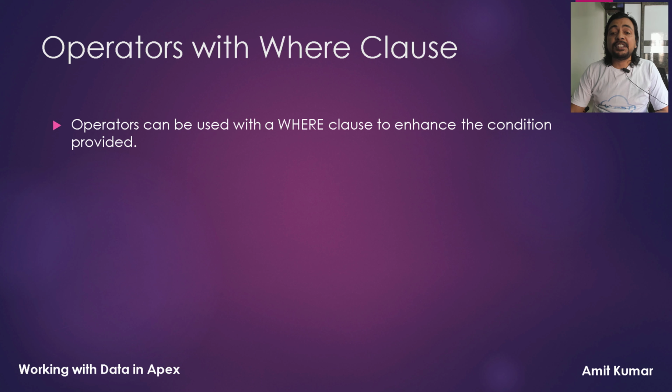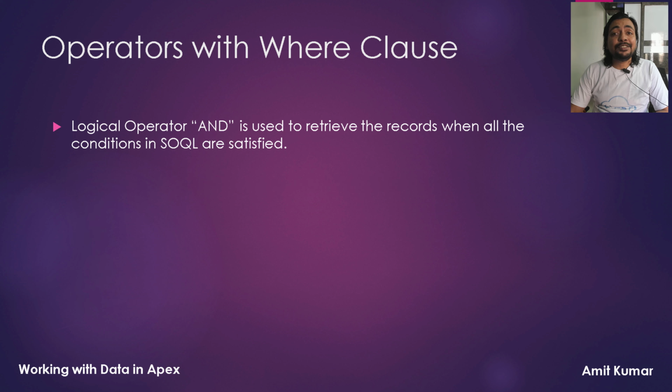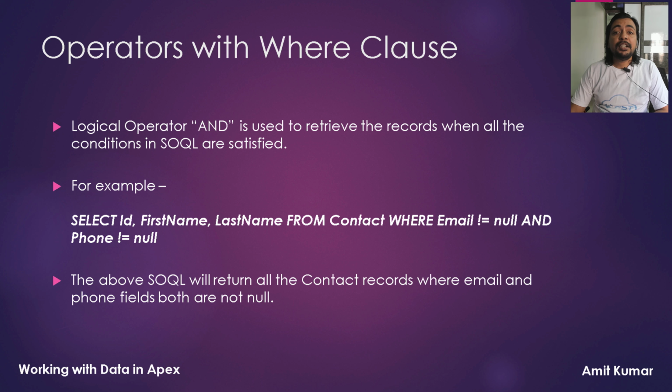Operators can be used with a where clause to enhance the condition provided. We can use the following operators with where clause: AND, OR, IN, NOT IN and LIKE. Logical operator AND is used to retrieve the records when all the conditions in SOQL are satisfied. For example, select ID, first name, last name from contact where email is not equals to null and phone is not equals to null. So the above SOQL query will return all the contact records where email and phone fields both are not null.